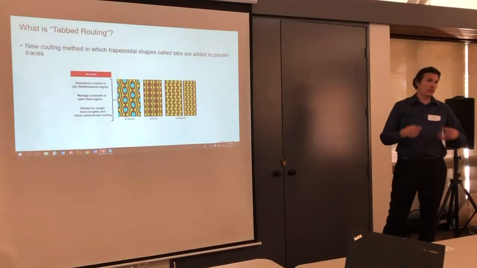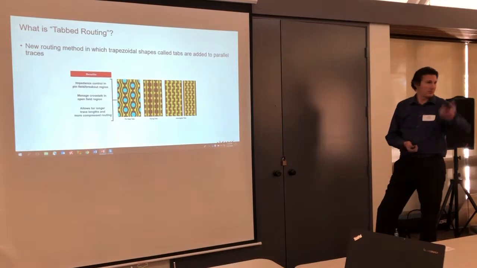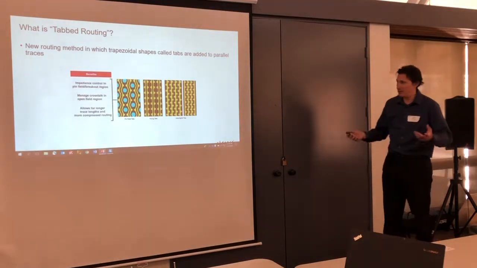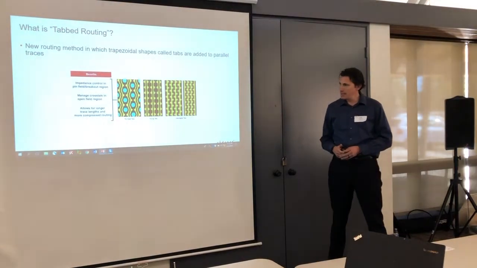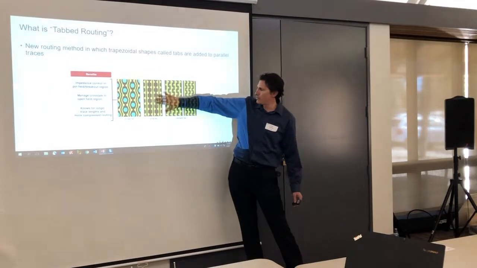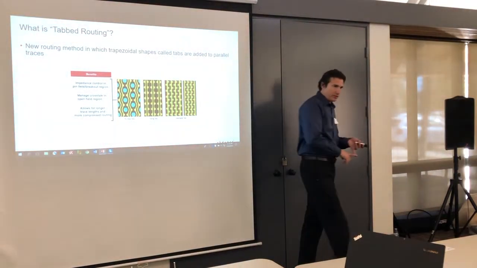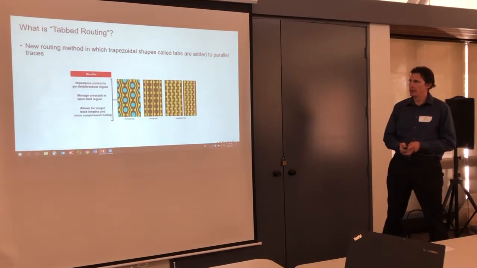Tabbed routing, another interesting structure. How many people have had to deal with this? Okay, yeah, so this processor company came out with this idea. And the idea is to take your traces and to put all these little conductive tabs on it that can deal with far field crosstalk and also helps control the impedance.